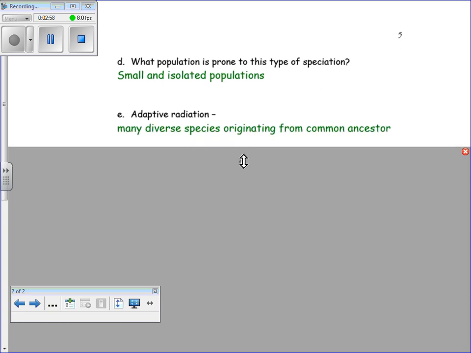The term adaptive radiation, we talked about this in class. We use the term adaptive evolution, but adaptive radiation is when lots of different types of species originate from one common ancestor. If you think of an evolutionary tree with the common ancestor at the bottom, all of the branches off of that tree would evolve into a new organism, a new species, and that image is a great example of adaptive radiation.